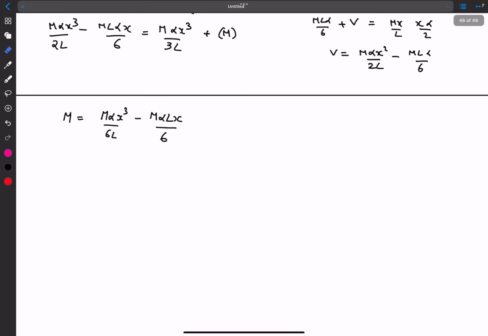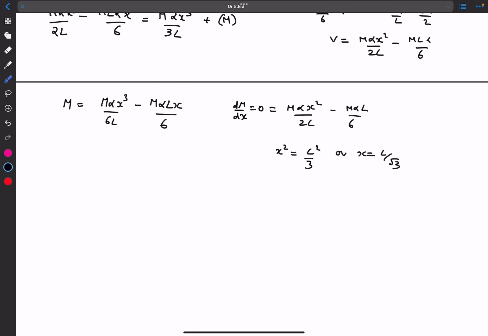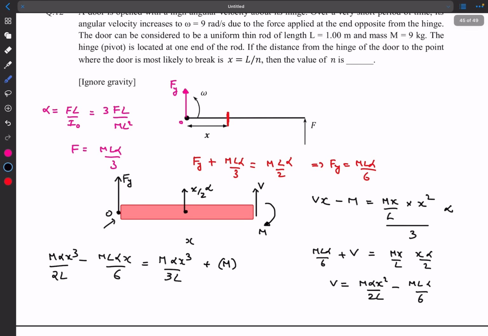So this is what the bending moment turns out to be. I realized that I took the same symbol as the mass, but for the maximum, we can just figure it out by differentiating. So we'll just say dM over dx and set it equal to 0. So we'll get m alpha x squared by 2L minus m alpha L over 6. From here, x squared turns out to be L squared by 3, or x equals L by root 3. So this is the point where the bending moment is maximum. That point is going to exhibit the highest amount of bending stress, and that is probably the phenomenon they wanted you to analyze. In this situation, n would be 1.73 because n is just root 3.